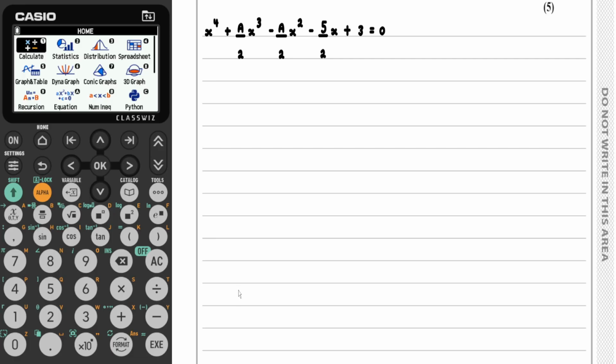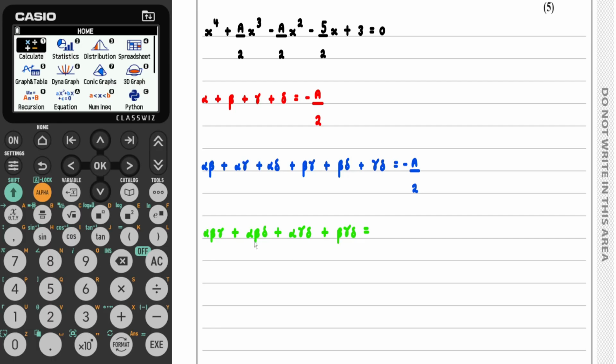From this, we can state that alpha + beta + gamma + delta = -a/2. Alpha beta + alpha gamma + alpha delta + beta gamma + beta delta + gamma delta will equal -a/2. Alpha beta gamma + alpha beta delta + alpha gamma delta + beta gamma delta will equal -(-5/2), which is 5/2. Alpha beta gamma delta will equal 3.